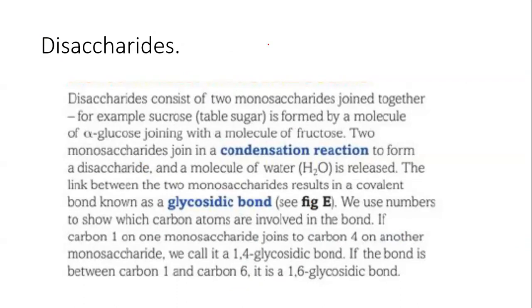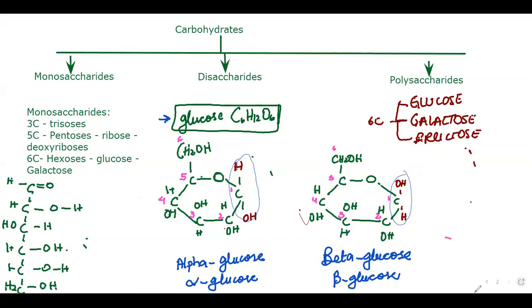Okay. Now, what about when we go on to disaccharides? Because what can happen is this, that two monosaccharides can combine together to give us disaccharides, right?